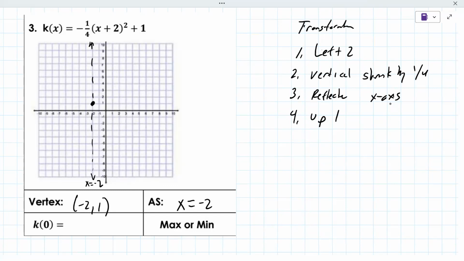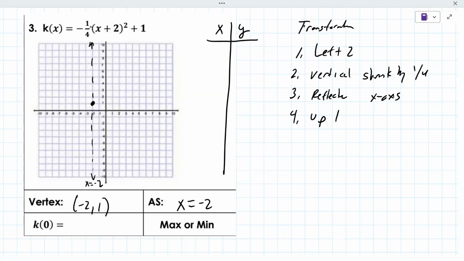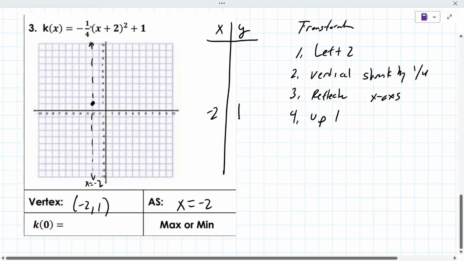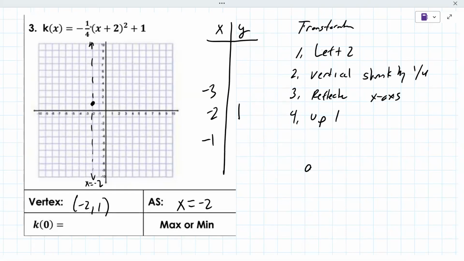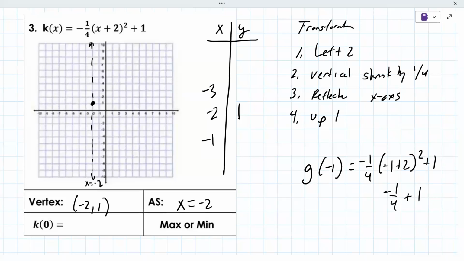The next thing here is when you make the table. This applies to fractional numbers out front. You still put the vertex right in the middle. But the problem is when you do like negative, sorry, I did the classic mistake here, -3, -1. I want you to watch this. We're at a g of -1. G of -1 is -1/4 times (-1 plus 2) squared plus 1. -1 plus 2 is 1. Squared is 1. So you end up getting -1/4 plus 1, which is bad.